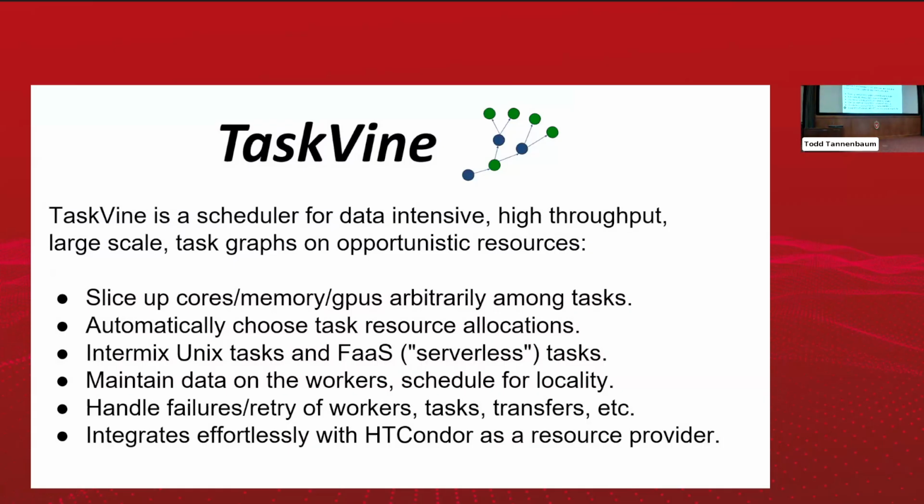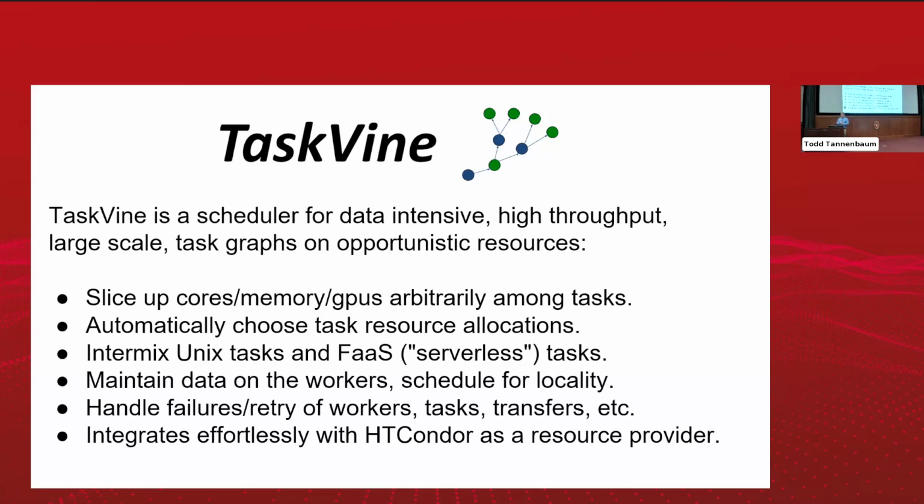So we'll bring in TaskVine, which is our workflow execution system. And TaskVine handles data-intensive, high-throughput, large-scale task graphs like this. It has some neat features. So you can have a bunch of heterogeneous workers that it will slice and dice and pack in tasks, whether they're big or small, to use the appropriate resources.